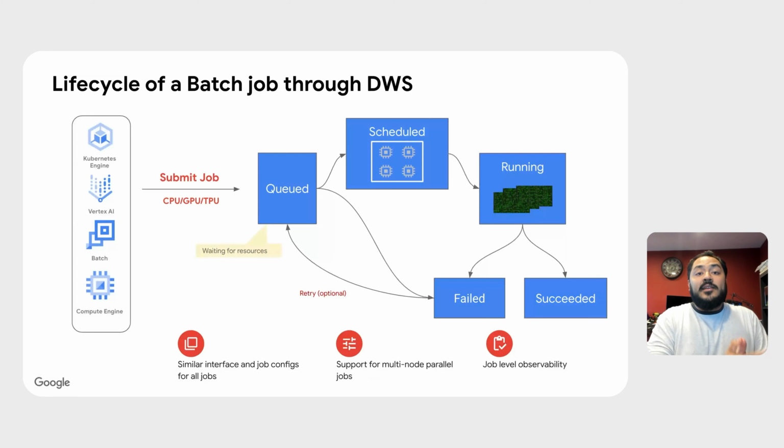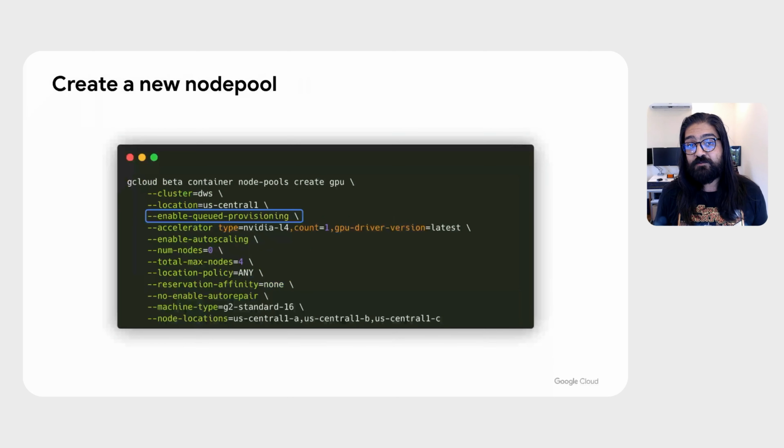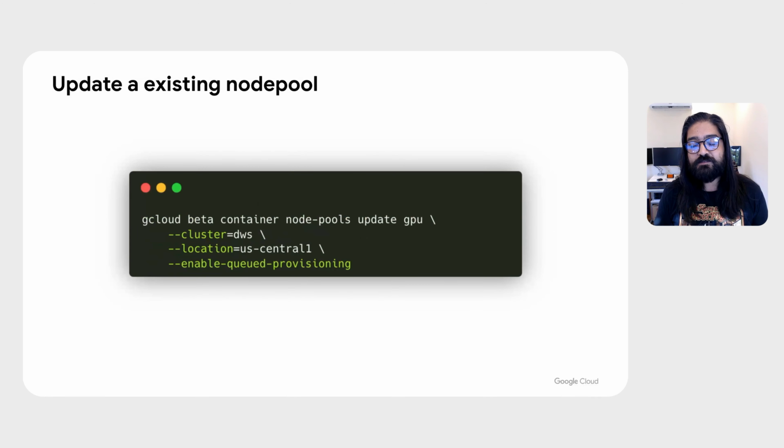Once DWS finds all the resources required, your job will be moved to running. From there, if the job completes successfully, it will be set to succeeded, or if it fails for any reason, it will be set to failed. And from there, you could retry once again to queue your job through DWS again. To get started with DWS on GKE, you can create a new node pool with the enable queued provisioning flag, or you can update an existing node pool.